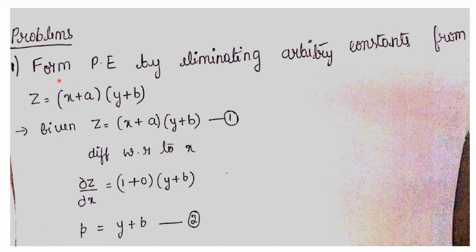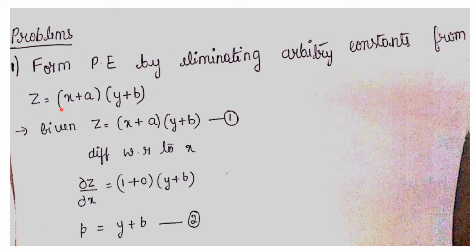So here is my first problem. Form the partial differential equation by eliminating the arbitrary constants from z = (x + a)(y + b). Here z is a function of x and y. What are the arbitrary constants? The arbitrary constants are a and b, and the two variables are x and y.